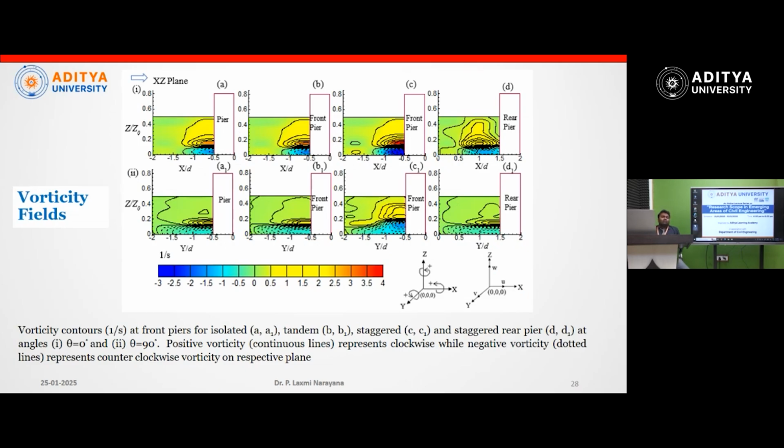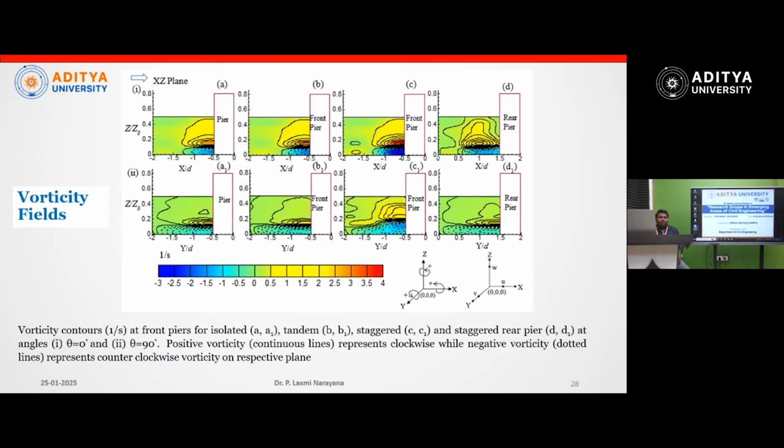Then vorticity. These are the contour maps which I plotted using the velocity field. A, B, C, D represent in front of the pier: A single pier, B tandem front pier, C staggered front pier, D staggered rear pier. How the vorticity contours are. On the same line, A1, B1, C1, D1 are at 90° to the flow direction. In A, B, C, D, we can see that C, the staggered front pier, has the maximum vorticity observed.